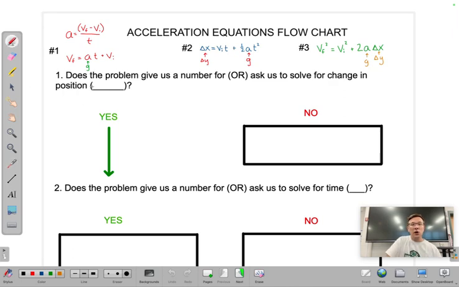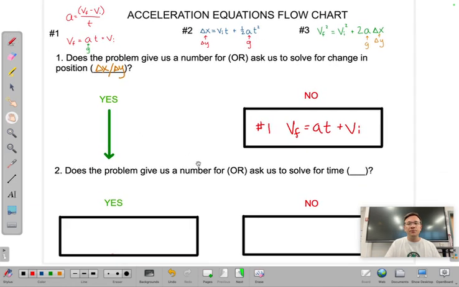So if our first question is to look for delta x or delta y, depending on if it's vertical or horizontal, if the answer to this is no, that we were not given a number for it and we don't need to solve for it, then it's super easy. You've already found the equation that you want to use. It is number 1, because number 1 does not have the change in position variable in the equation. So we would just use this. Now, if you answered yes, that it did give me a number for that, or yes, I need to solve for it, then we just move on to the next question, right?